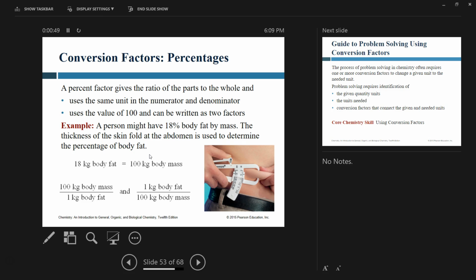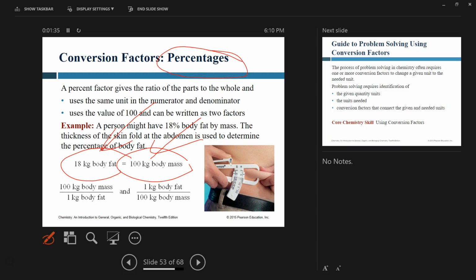So you will need to calculate percentages, and we will be calculating percentages quite often. To calculate percentage, you may notice that two numbers should have the same units. So you can calculate percentage of body fat in a human body. If you measure 18 kilogram body fat in a 100 kilogram patient, the percentage of body fat will be 18%. Does that make sense?